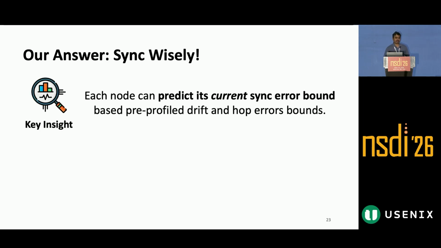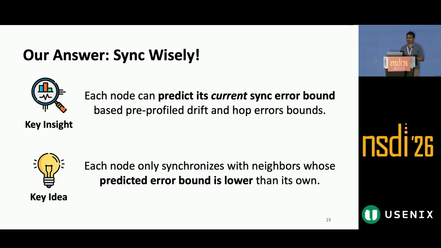The key insight we have is that each node can predict its current sync error bound based on pre-profiled drift and hop error bounds. And then based on this key insight, the key idea is that each node only synchronizes with neighbors whose predicted error bound is lower than its own. I'll first explain to you more about the key insight.